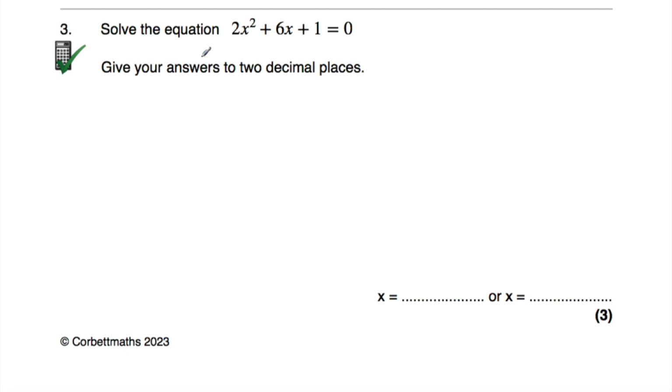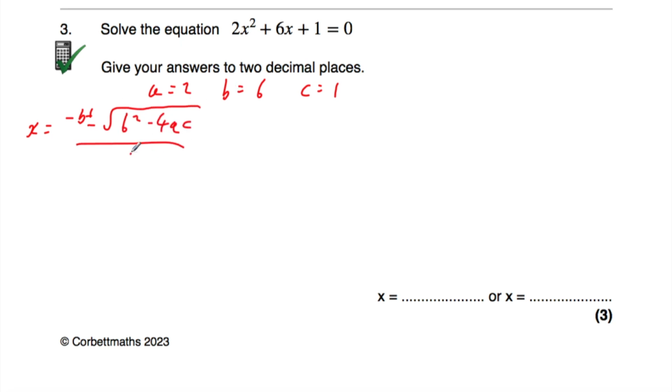So question number 3, we've been asked to solve the equation 2x squared plus 6x plus 1 equals 0, and to give our answers to two decimal places. So in this case, we've got our quadratic, and it's equal to 0, so that's fantastic. We've got a is equal to 2, b is equal to 6, and c is equal to 1. And the quadratic formula is x equals negative b plus or minus the square root of b squared minus 4ac all divided by 2a.